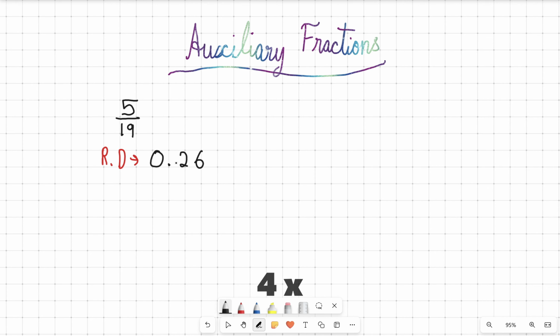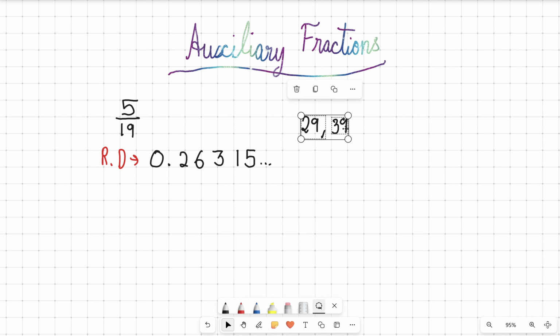So 120 by 19 goes 6 times, 114, so the remainder is 6. 60 goes 3 times, 57, so the remainder is 3. So 30 will go once. Then you have 11, so 110 goes 5 times. And so on. And I'm able to do it this fast only because I'm familiar with the 19th table. Imagine if I got some number like 29 or 39, I'd end up using the calculator if I didn't know this auxiliary fraction technique. So let me teach you how this technique works.